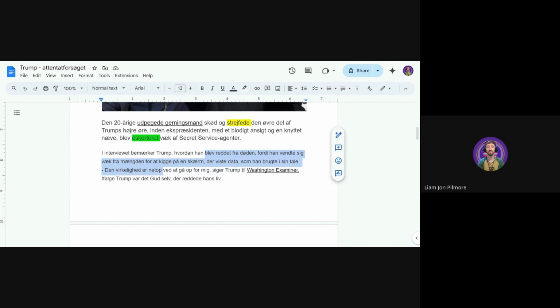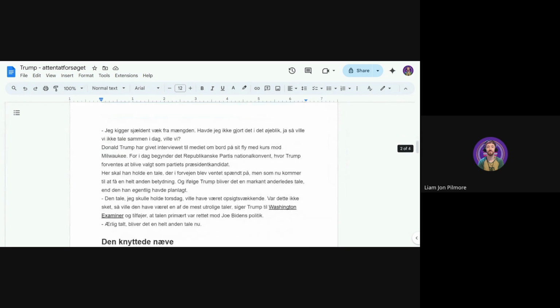Den virkelighed er netop ved at gå op for mig, siger Trump til Washington Examiner. Ifølge Trump var det Gud selv, der reddede hans liv. It was God himself who saved his life. Nice. Jeg kigger sjældent væk fra mængden. Havde jeg ikke gjort det i det øjeblik, ja, så ville vi ikke tale sammen i dag.